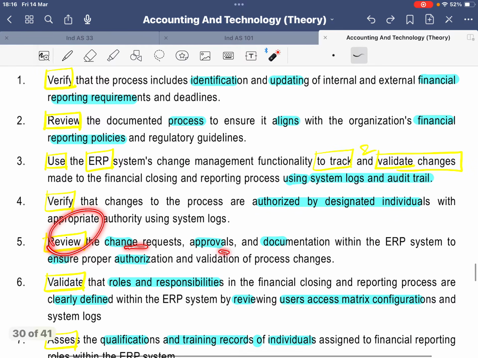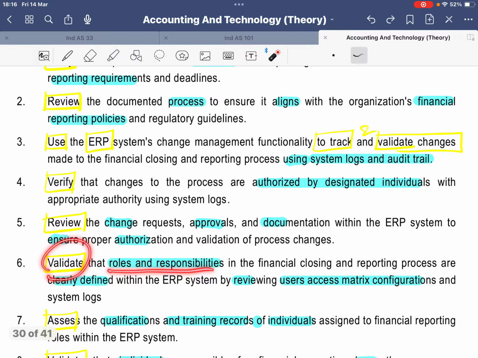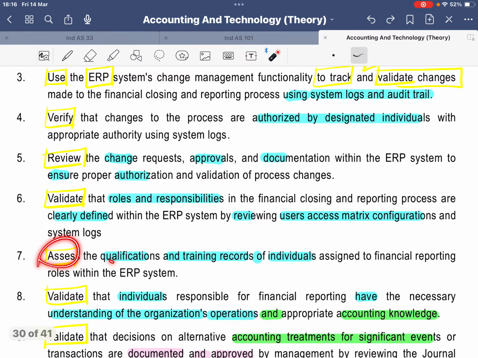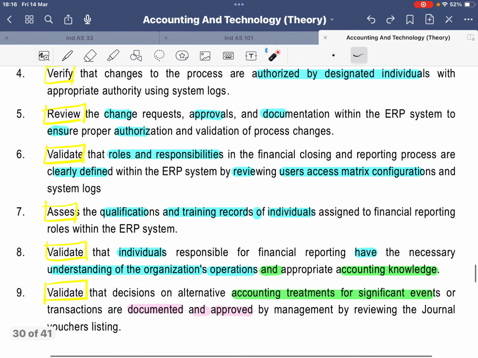Review change approvals documentation, ensure authorization. Validate roles and responsibilities are clearly defined, reviewing user access matrix configurations. Assess qualifications and training records of individuals. Validate individuals have understanding of the entity's operations and accounting knowledge.